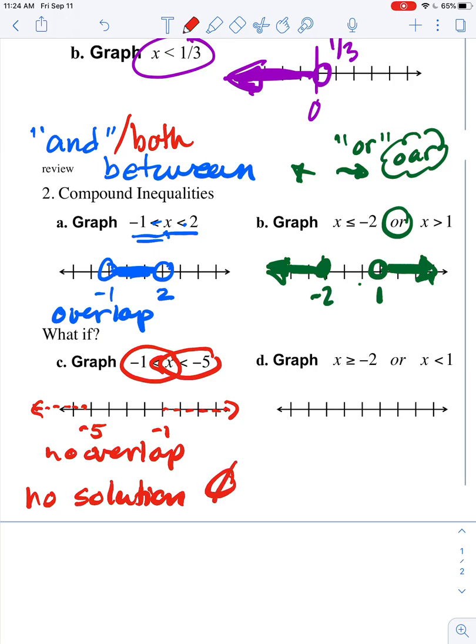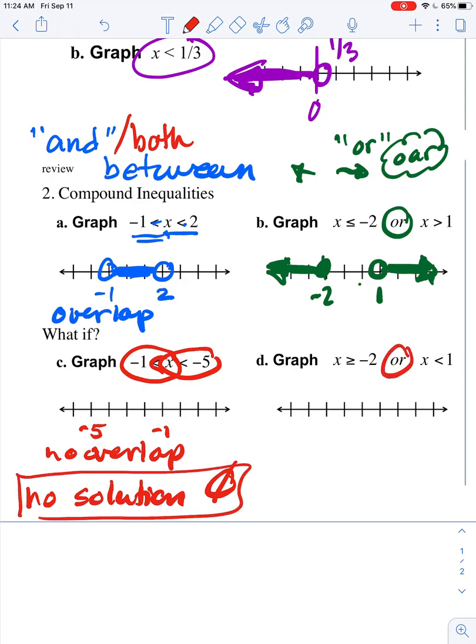So that's kind of like a weird scenario that can come up. And so my graph is actually going to have nothing on it because there's no place that falls into the criteria that was given. And so my answer for a test or quiz or homework would be that there's no solution to this. They don't overlap.